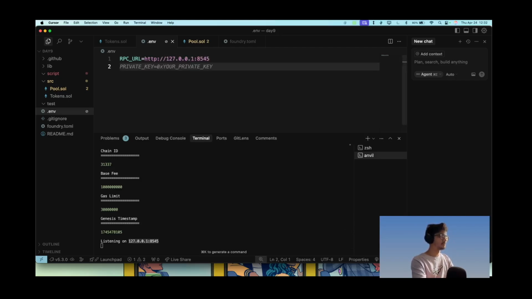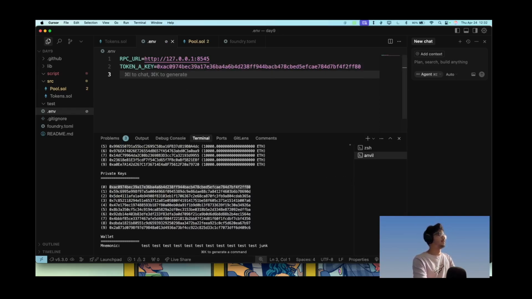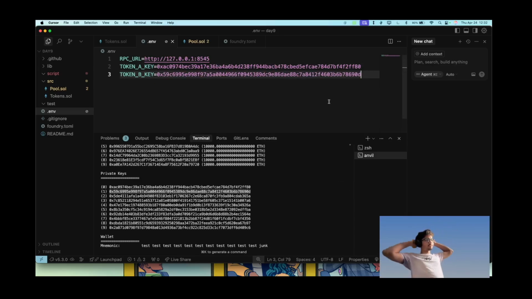and now TokenA key is equal to this, and TokenB key is equal to this guy. Okay, now this is everything set for deploying the two tokens.